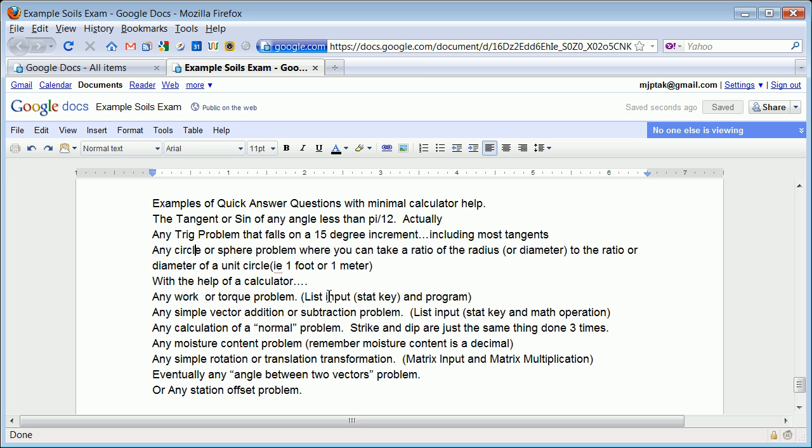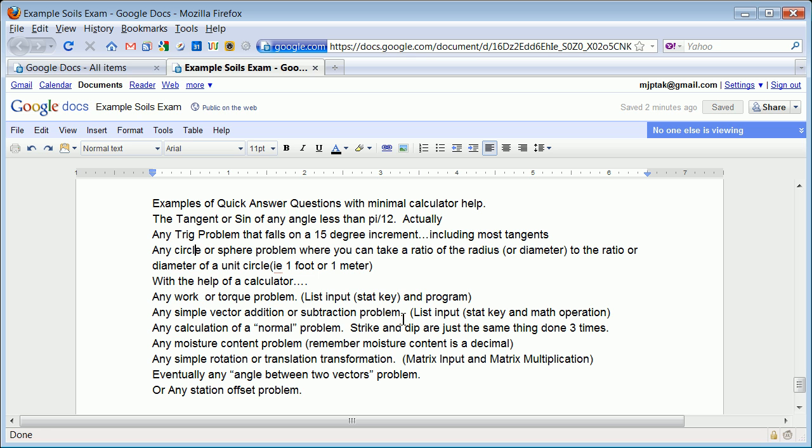And then use the list input stat key. Hit the button, get an answer. Remember that your torque has 3 components, your work does not. Simple vector addition or subtraction. Put them into lists and subtract the lists. If you're smart, you'll put it into list number 3. Any calculation of a normal problem, put one into list 1 and one into list 2, and remember that a normal is the same calculation as torque. So use the torque problem.